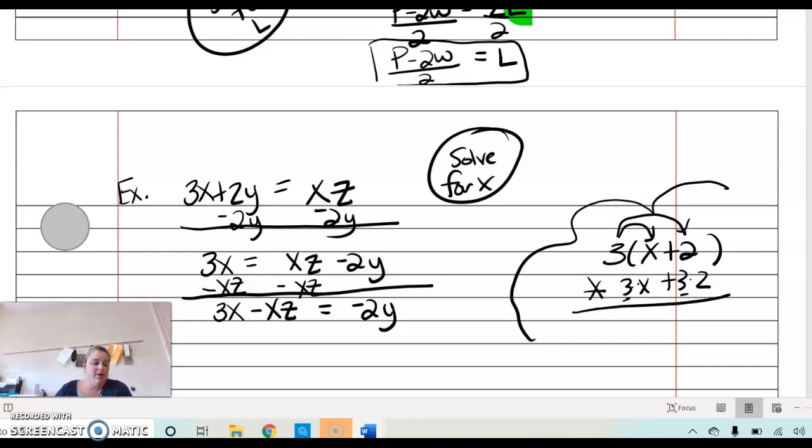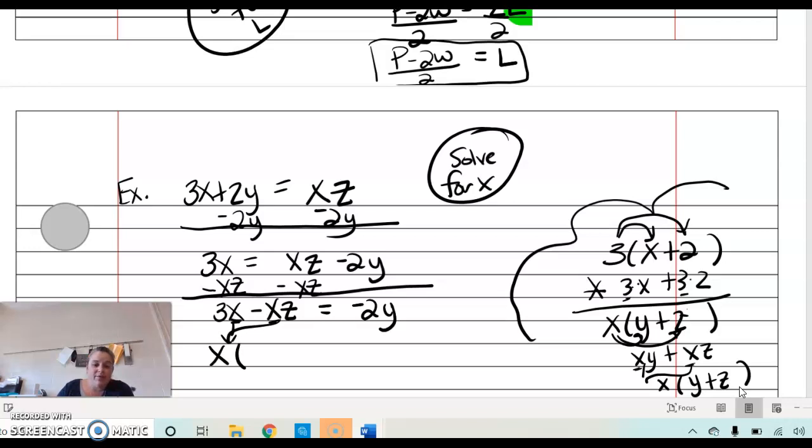Or let's look at it this way. What if I did x times y plus z? If I did the x times y, I get xy, and then the x times the z gives me xz. So it's the same thing. So what I'm looking for here is, can I pull this x out and rewrite the problem with parentheses? So y plus z would go inside here. If I pulled my x's out, x times y plus z gives me this. So when I look at this one, they both have this x, so let's pull that out and write in the parentheses 3 minus z.